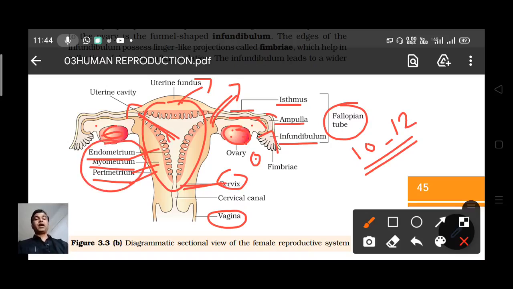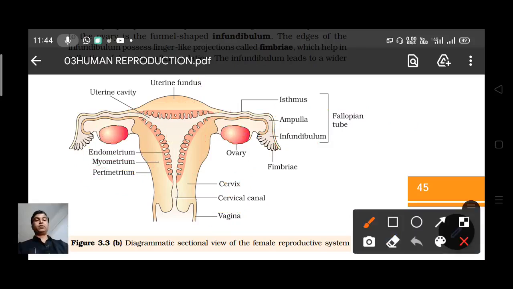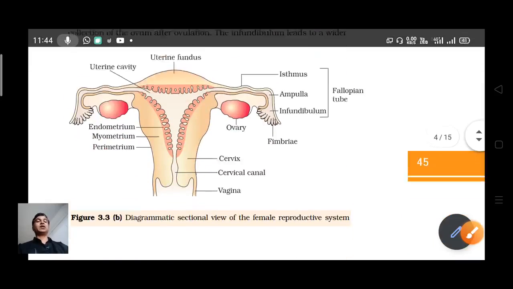Now the uterine cavity opens into a small passage called the cervix, clear? It is guarded by two orifices: the internal orifice and the external orifice. In between, there is a canal, the cervical canal. Yes. So this cervix opens into the last part of the female reproductive tract, the vagina. Clear? So this is about the female reproductive part. Here we covered the accessory ducts.